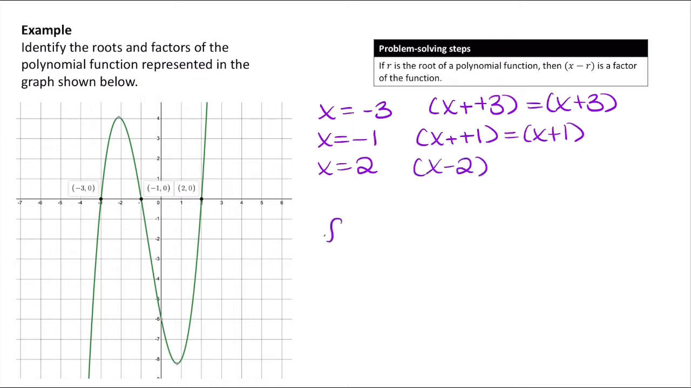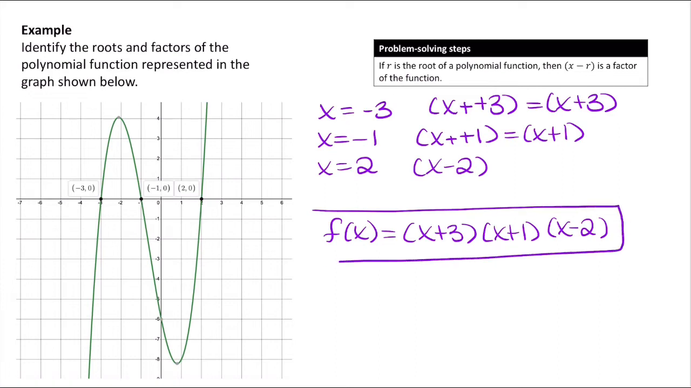So we could actually write this function f of x as the product of its factors. We could say that this is equal to x plus 3 times x plus 1 times x minus 2. Okay, so that's how you can write the polynomial.